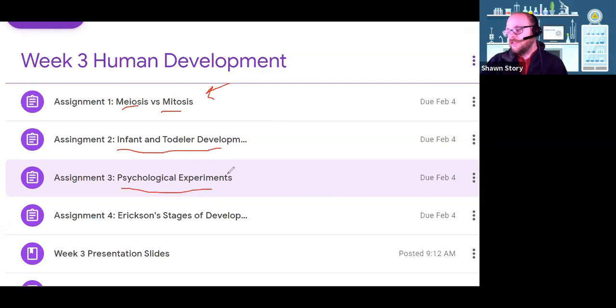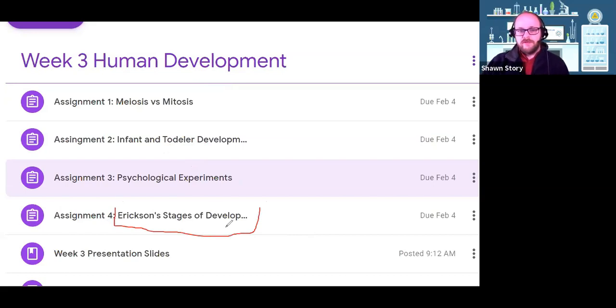The psychological experiment, that's actually where the experiments is. This one here is going to ask you to just analyze the different milestones that we see with child development, and what are some of the things we look for with language. What do we look for with motor skills, for different aspects. And then the last one is what we just talked about, the Erik Erikson stages of social development.